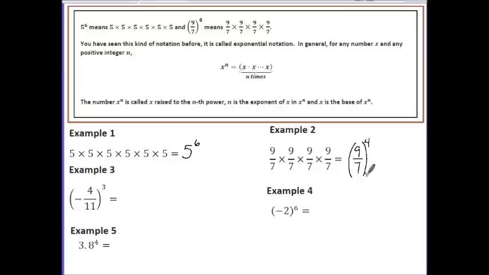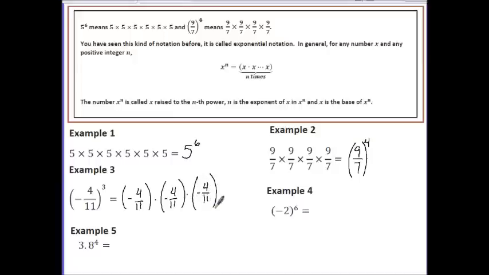So using that knowledge, we're going to go to example 3 and expand out our base. Now we have -4/11 raised to the 3rd power, and I want you to notice that the negative and the 4/11 are both inside the parentheses, meaning that is what is going to be repeatedly multiplied together. So here, when I expand this out, I'm going to write -4/11 times -4/11 times -4/11.